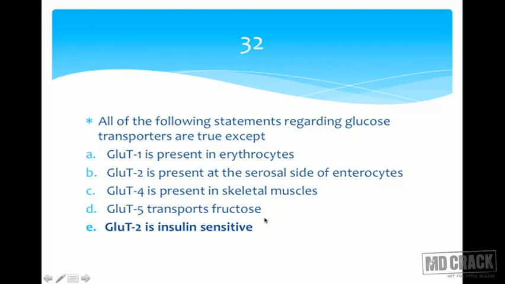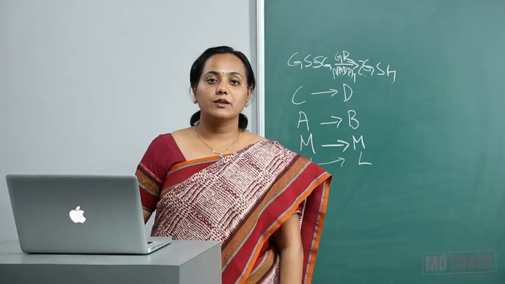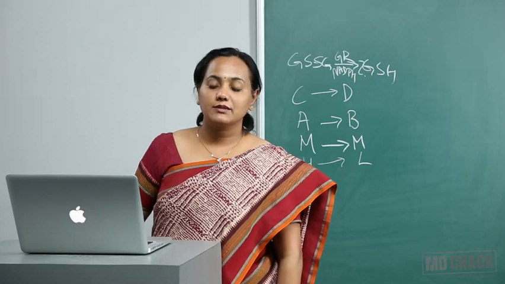GLUT5 transports fructose. Yes. And GLUT2 is insulin sensitive? No, wrong. It is present in the liver and the pancreas. There it need not be sensitive to insulin. Let us continue with the remaining questions in the next session.